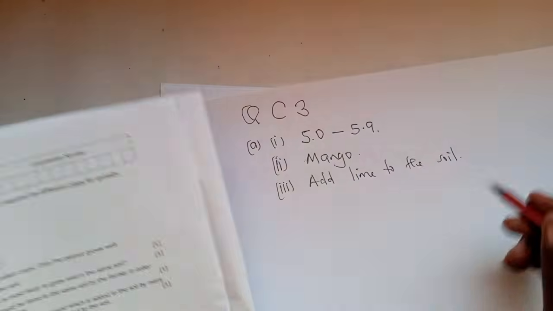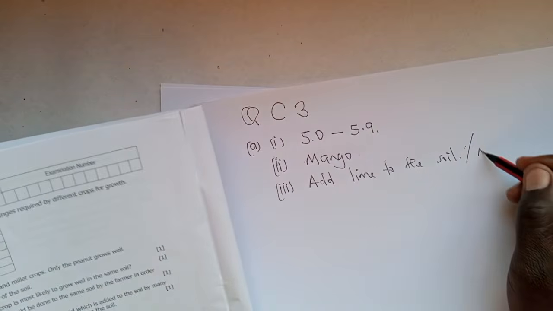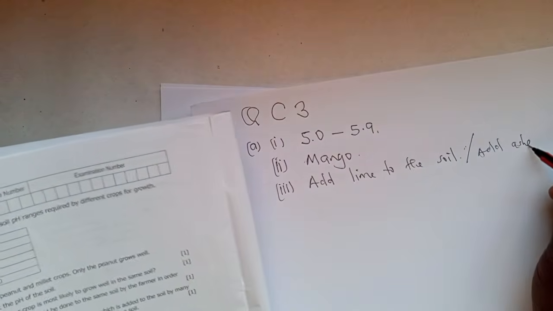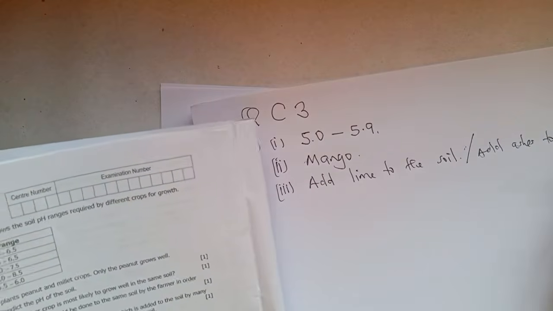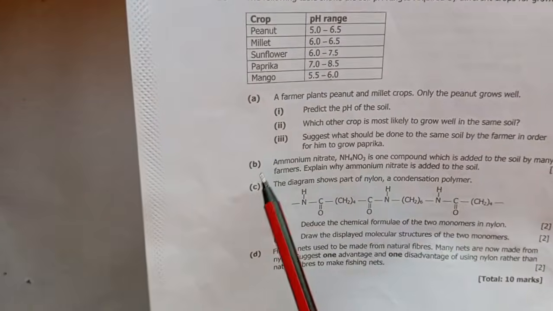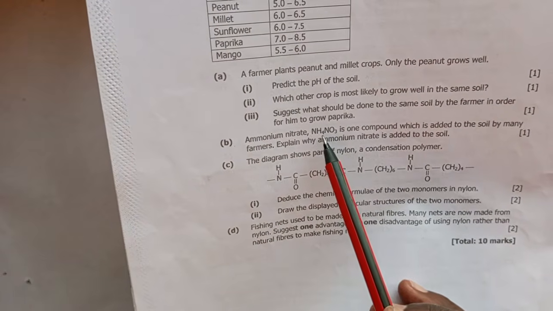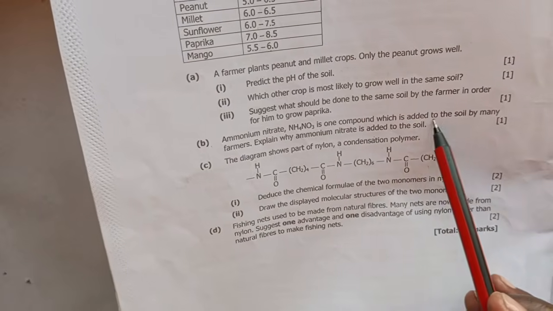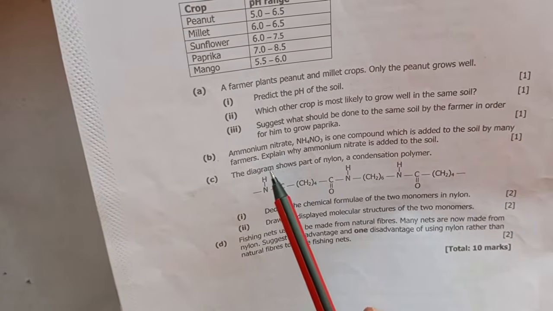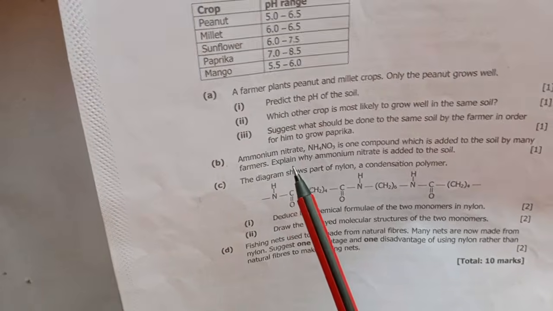Add lime to the soil. If not lime, you can also say add ashes to the soil, because the ashes contain the alkaline part that is needed for the neutralization of acidic soils. We go to B. B says ammonium nitrate is one compound which is added to the soil by many farmers. Yes, because of one reason.